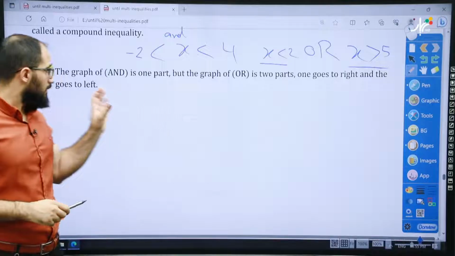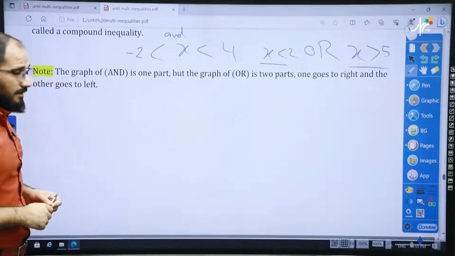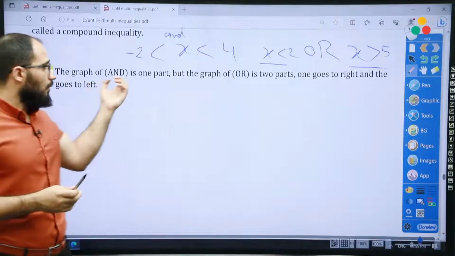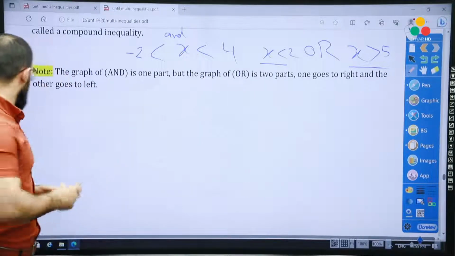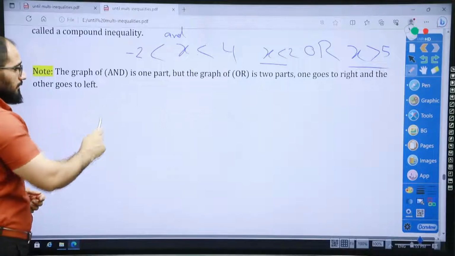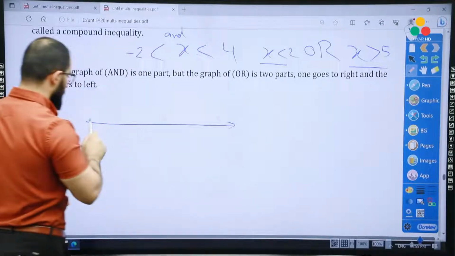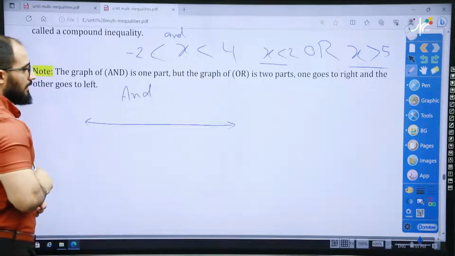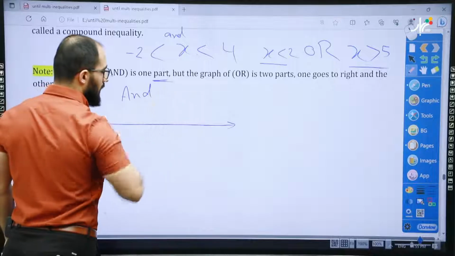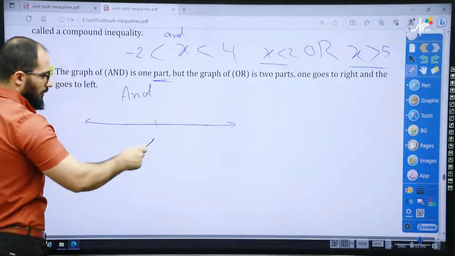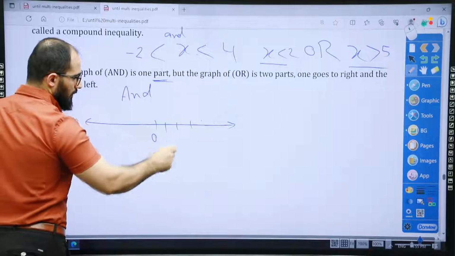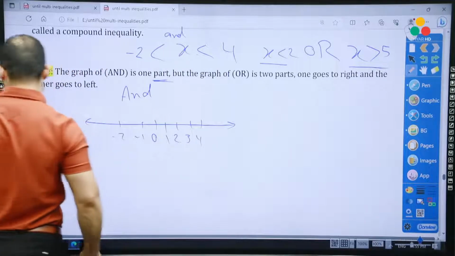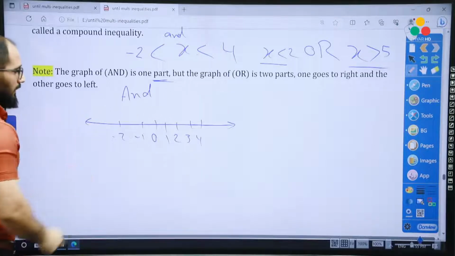Then we have an important note: when we have a graph, how do you know whether it is an "and" graph or an "or" graph? The rule is, if the inequality is "and," the graph will be one part. For example, we have this graph with 1, 2, 3, 4, negative 1, negative 2. An "and" graph is one part.